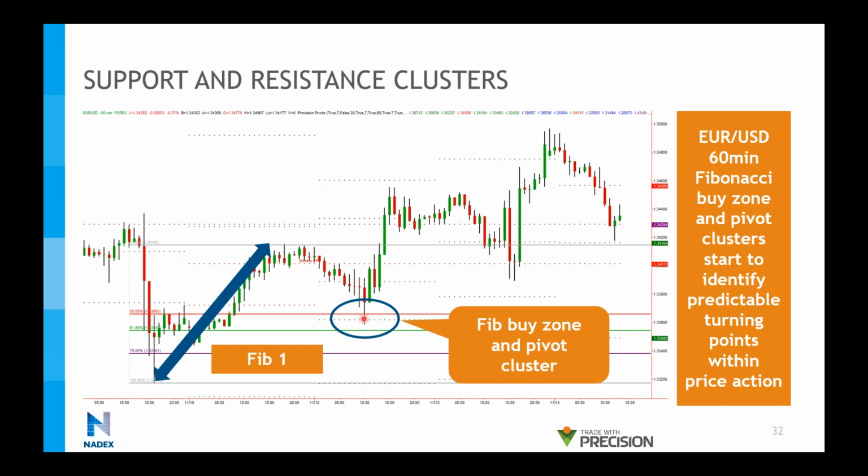Where did this pullback lead us to? Perfectly here in that zone. What did we find here as well, directly sitting in that zone? There was a pivot. There was that pivot point. And I don't care if it's coming from a daily or a weekly, or if it's the S1 or S3 or whatever. No, there's a pivot. It's sitting in my fib buy zone. Multiple things coming together here. So hourly chart, Fibonacci buy zone and pivot clusters, and we start to identify predictable turning points within price action.